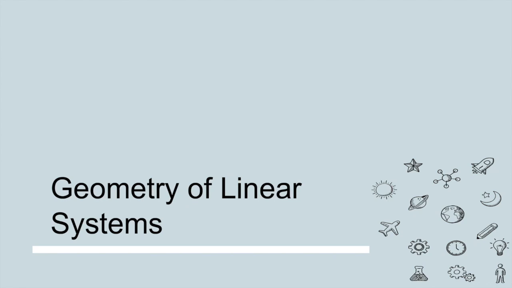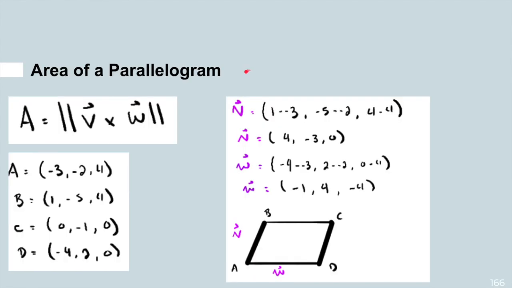This video is on geometry of linear systems. So for instance, if we want to calculate the area of a parallelogram, which looks like this if you remember, what we're going to do is take the norm of a cross product between v and w. So here you're given 4 points.